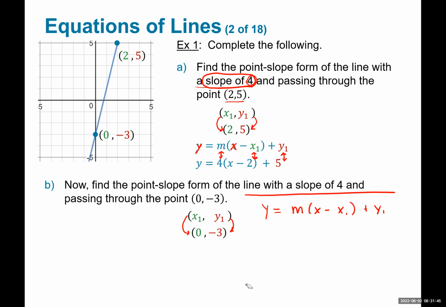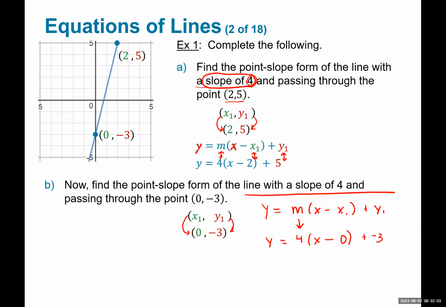Now, after you substitute these values in, we have 4 is m. This x is a part of the equation. This y is a part of the equation. The minus is actually a part of the equation as well. So for x1, we just put in 0. And for y1, we put in -3.